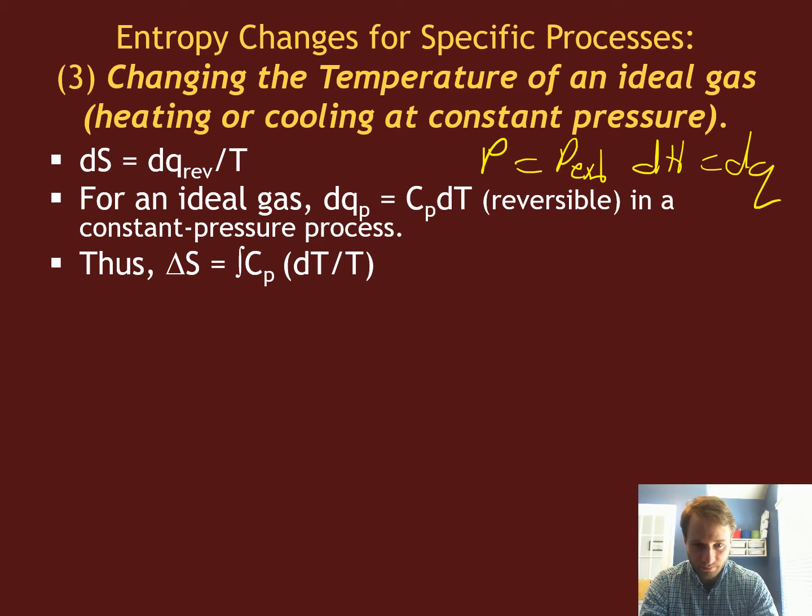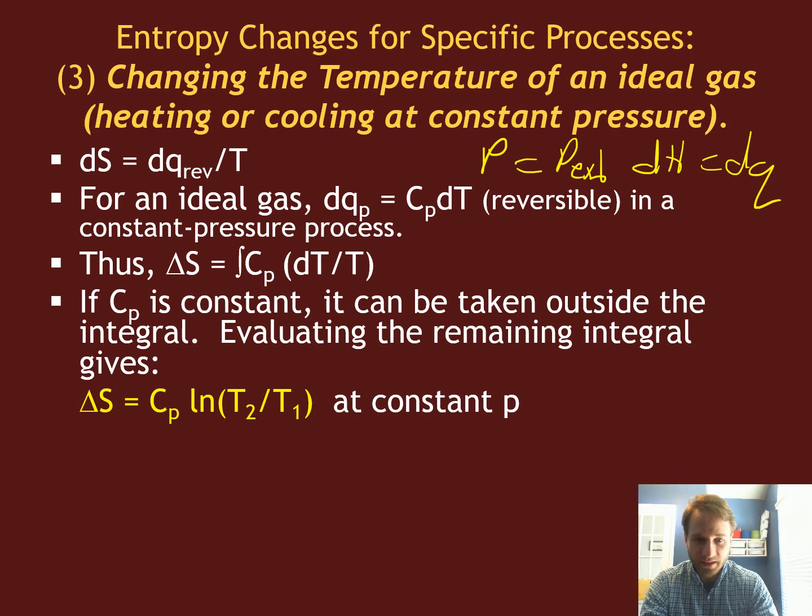And so the entropy change is the integral of Cp dT divided by T. If Cp is constant, then I can pull that outside the integral, and I'm just left with the entropy change for a constant pressure heating or cooling of a gas being just Cp ln T final over T initial.